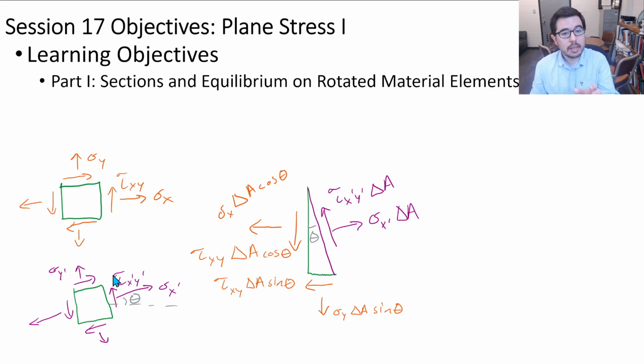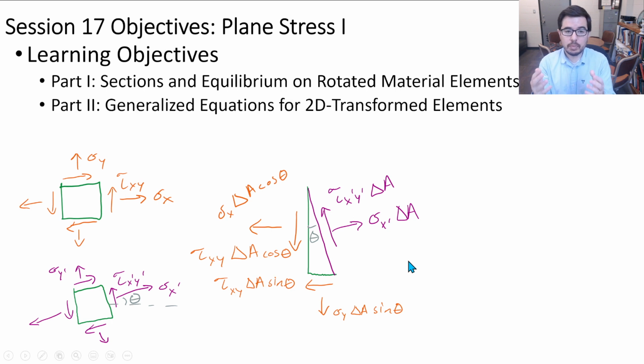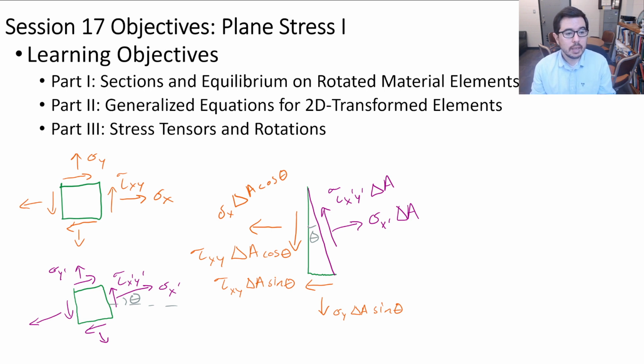And in this transformation, we will actually look at these elements, slice them like we slice our other members to perform equilibrium, and then figure out what these new transformed stresses should be. Okay, it'll become more clear as we go through this. In the second portion of our session, in part 2, we'll have the development of some generalized equations for 2D transformed elements. And then finally, in the third portion, we'll talk about stress tensors and rotations.